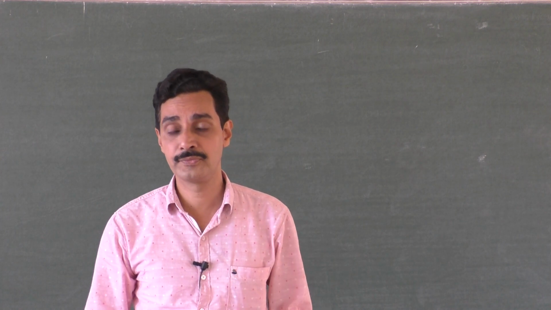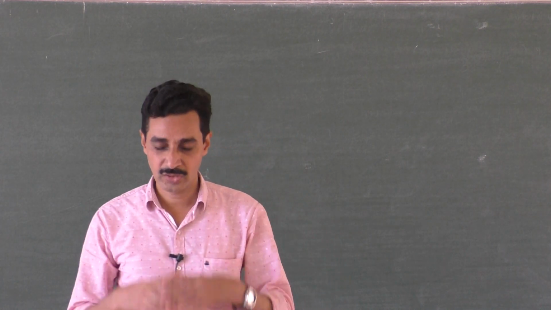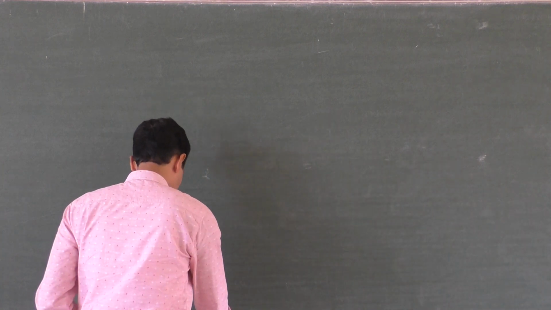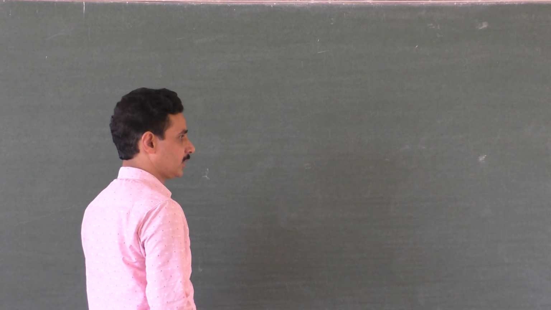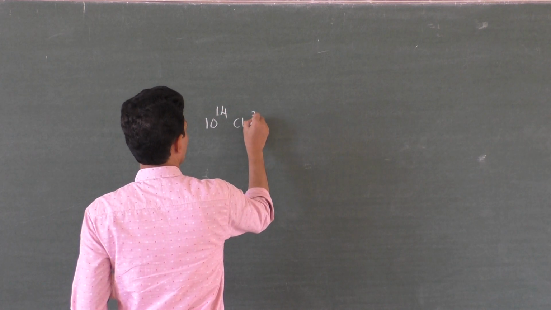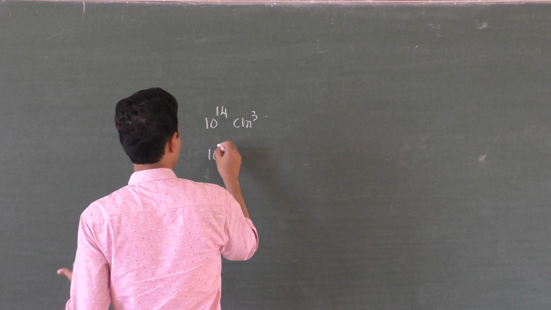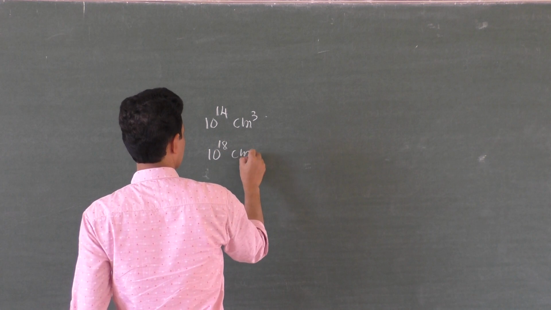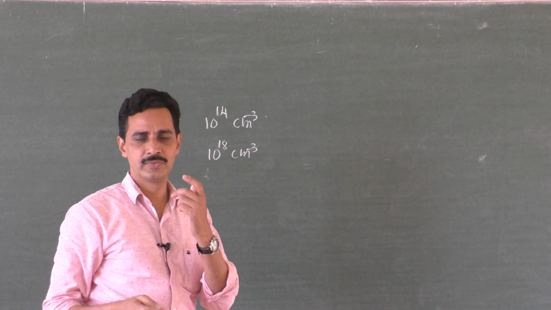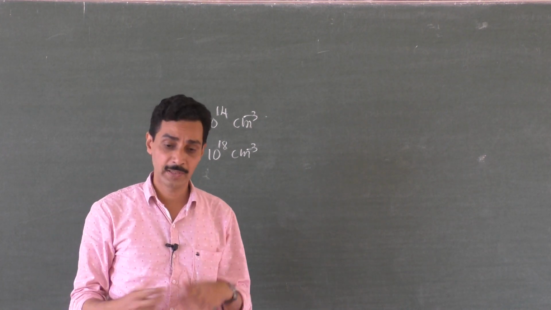We use more number of these doped atoms per cm cube. So usually the doping concentration is 10 to the power 14 atoms per cm cube, and here it will be about 10 to the power 16, 17, 18 atoms per cm cube, right? In 1 centimeter cube of the material you will have 10 to the power 18 dopant atoms, maybe trivalent or pentavalent atoms.